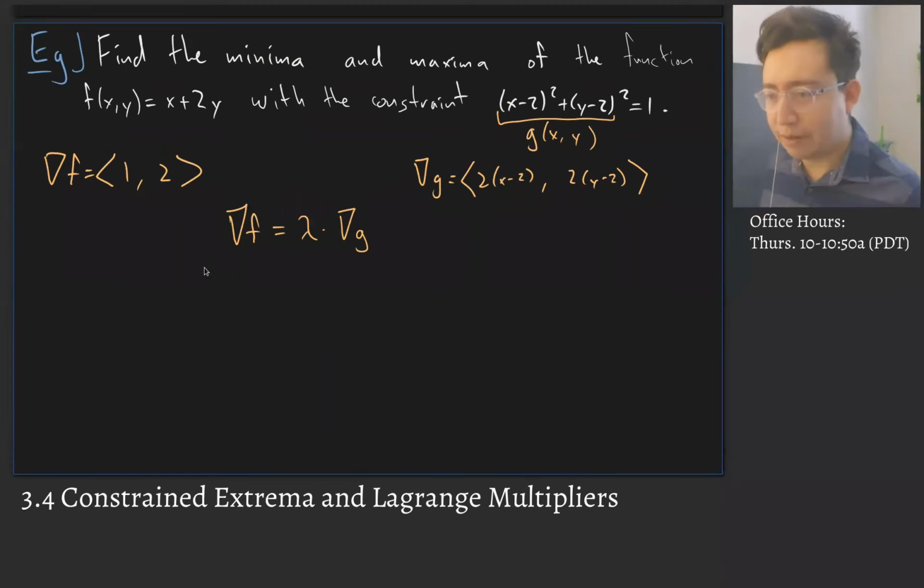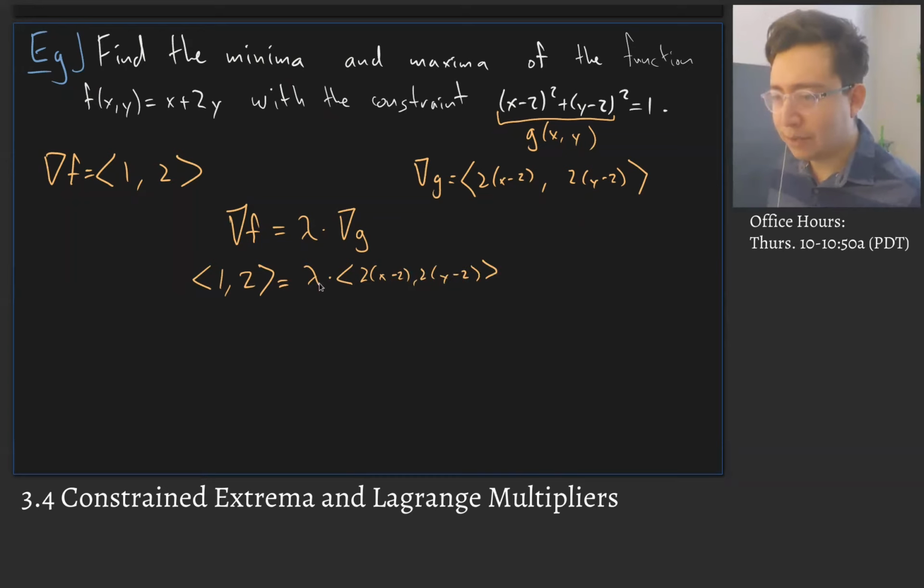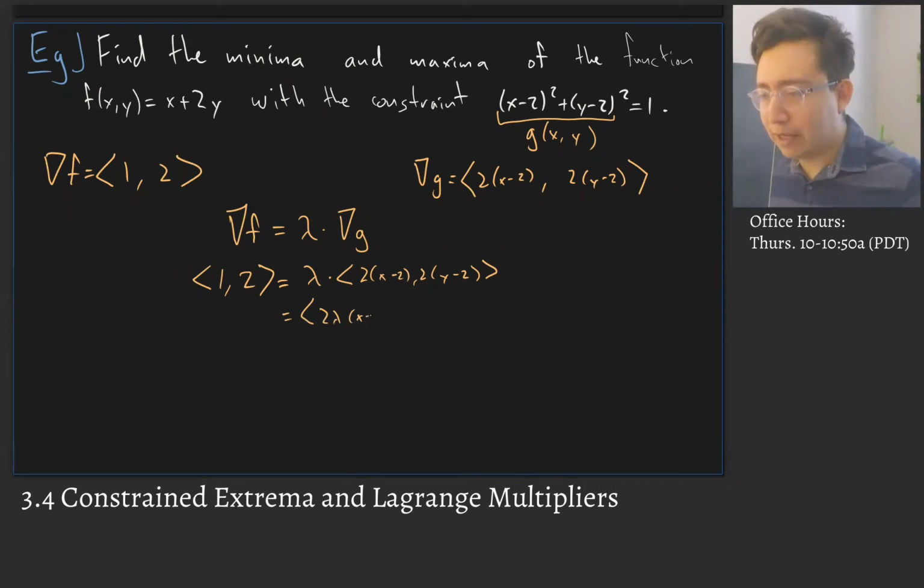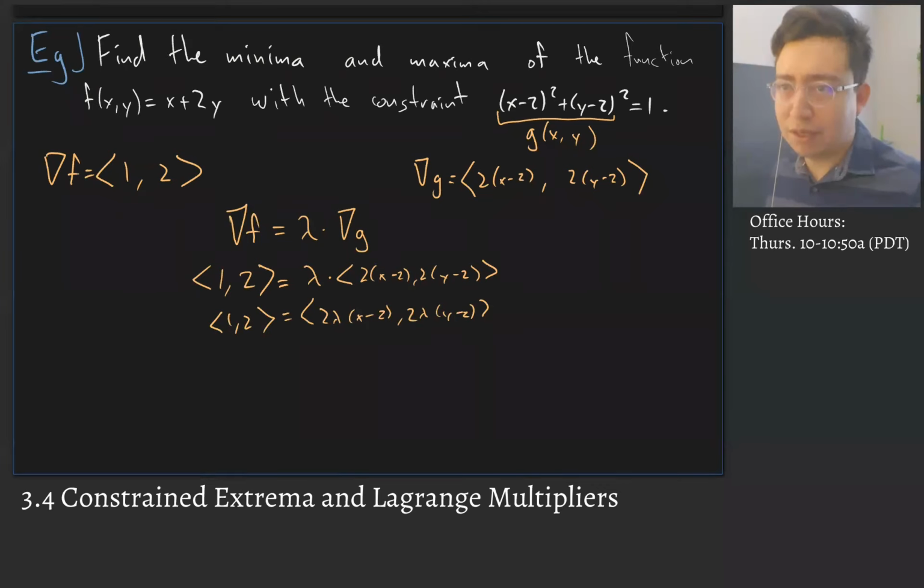We already have the gradient of f, so we've computed the gradient of f and the gradient of g. So we have lambda times (2x minus 2, 2y minus 2). Remember, when we multiply by a scalar, that gets multiplied across. So we get (2 lambda x minus 2, 2 lambda y minus 2). This is equal to (1, 2).